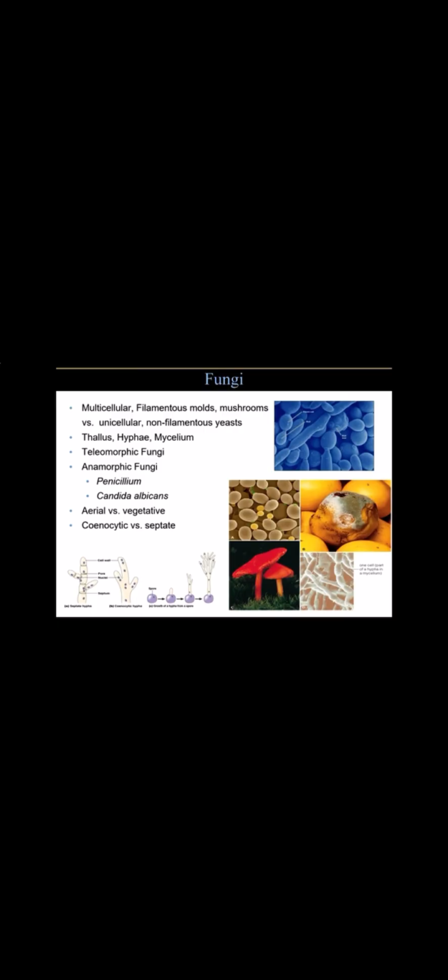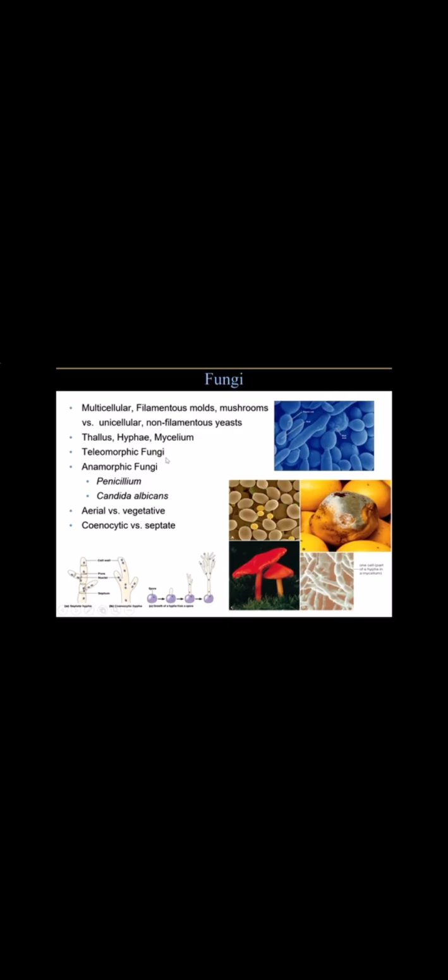So fungi can be multicellular. Some of them are multicellular, filamentous. Those are called molds. We have mushrooms, and then we have the unicellular non-filamentous yeast. So we're looking at yeast here. As you can see, yeast reproduce by budding. You're looking at scars left by previous reproduction by budding, and that's a mushroom, and of course mold that is growing on this acidic citrus fruit. And so those are the different forms of fungi.